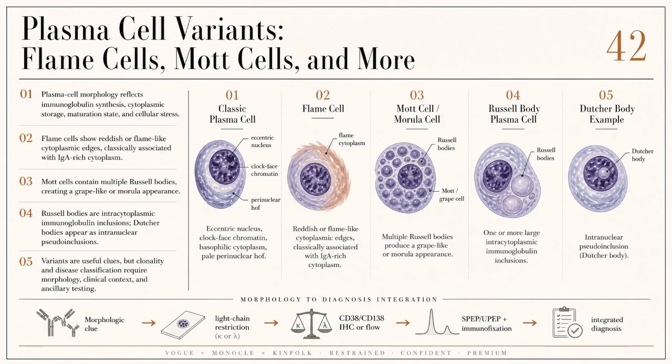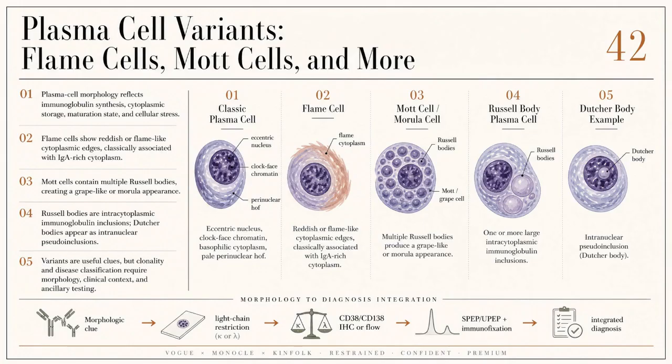The identification of Mott cells is a hallmark of plasma cell dyscrasias and can be a useful morphological indicator of abnormal immunoglobulin synthesis. From a histotechnological perspective, the visualization of Russell bodies demands meticulous staining and high-resolution microscopy. Inadequate tissue processing or staining artifacts can mask these inclusions, complicating the diagnostic interpretation.